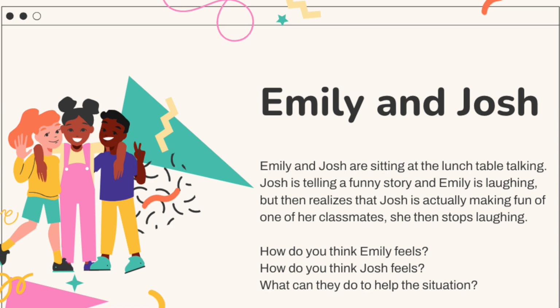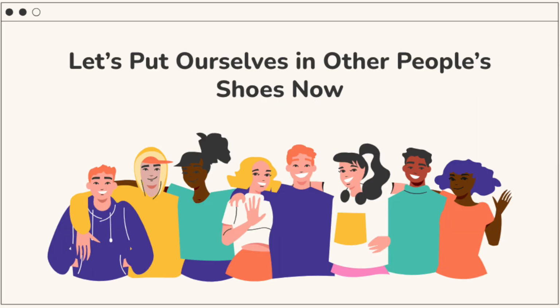Okay, Emily can explain that he shouldn't be making fun of people. What else? Josh can stop and ask Emily what's wrong. Good job, you guys. Now we will look at putting ourselves in other people's shoes. So when we're looking at the situation, we will look at each person, how they reacted, and why. Then we're going to try out and hear each person's side.